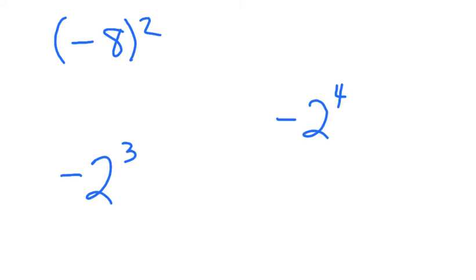When you have a negative on something that's going to be involved with a power, you have to be very, very careful. Notice the difference. This one has parentheses, this one doesn't. The one with parentheses means -8 times -8. The parentheses are showing you the negative goes with it. Well, a negative times a negative is a positive, and 8 times 8 is 64. So that's the answer to that.